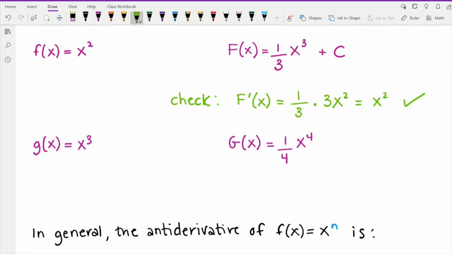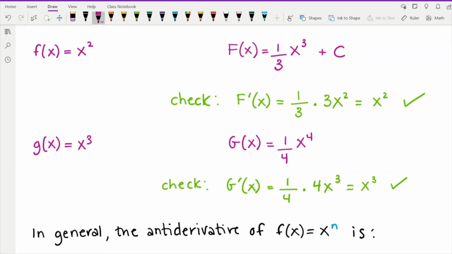So let's check this one as well. If we take the derivative of G of x, capital G of x, we would get 1/4 times 4x cubed. And what happens when we multiply together 1/4 and 4? Well, that becomes 1, and so we're just left with x cubed, which is exactly what we wanted. So this general pattern is actually going to work.